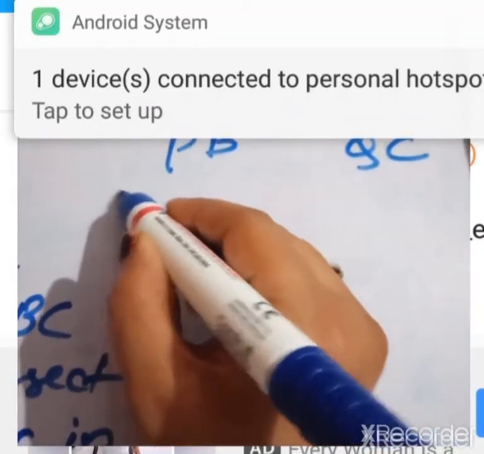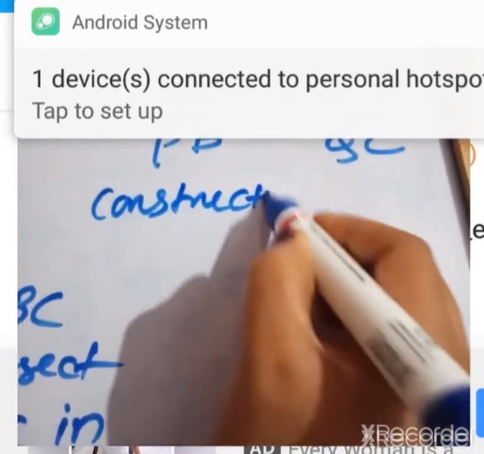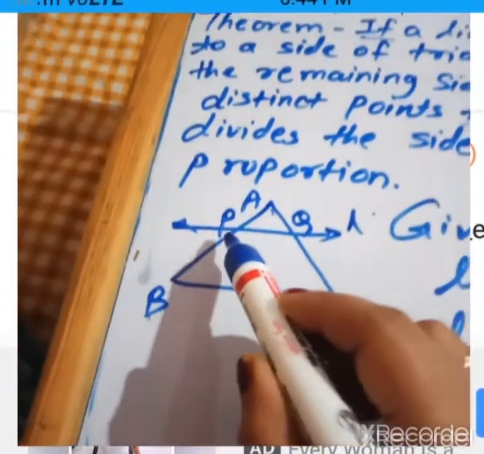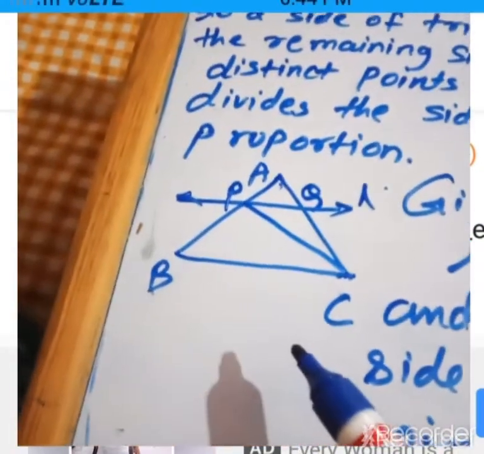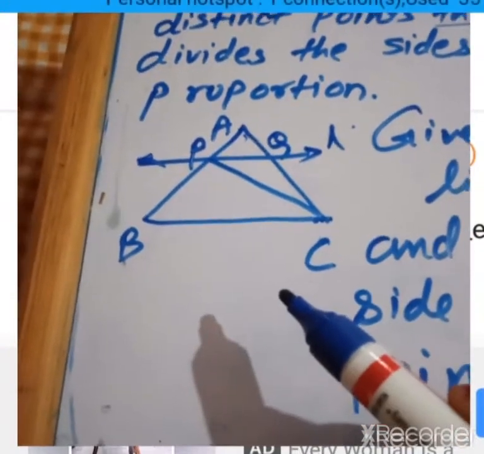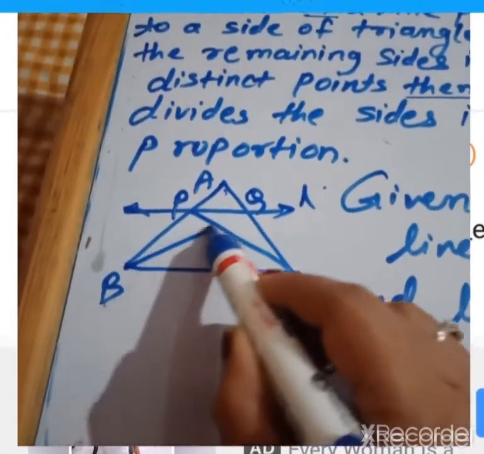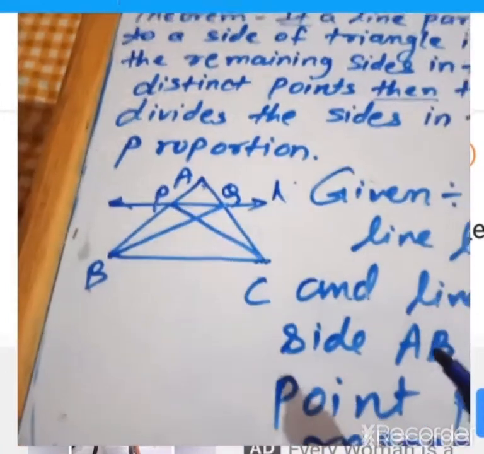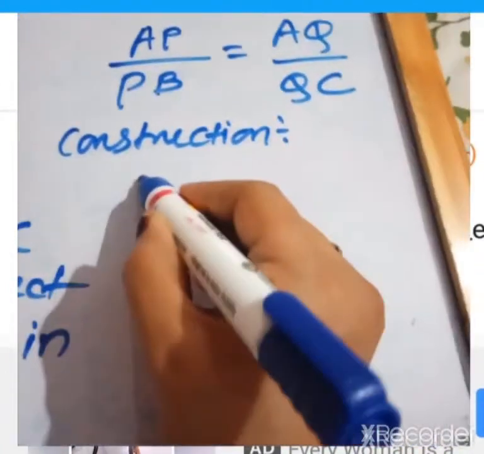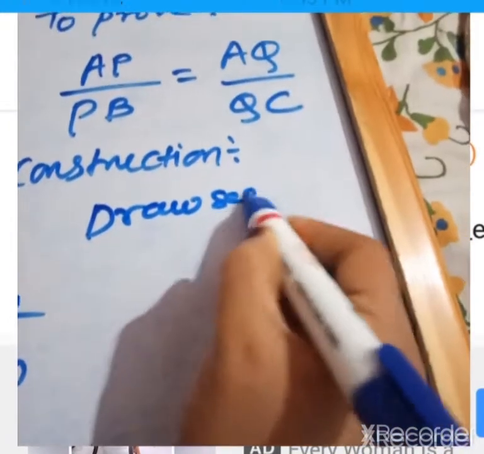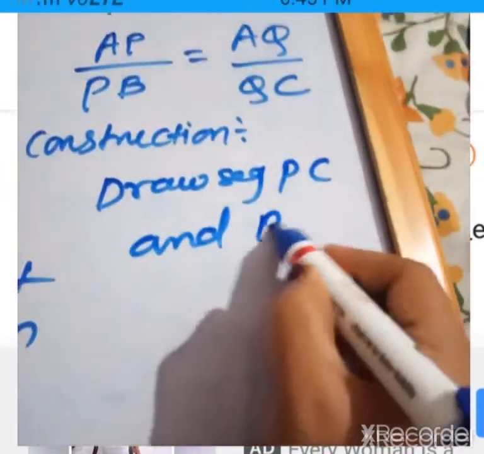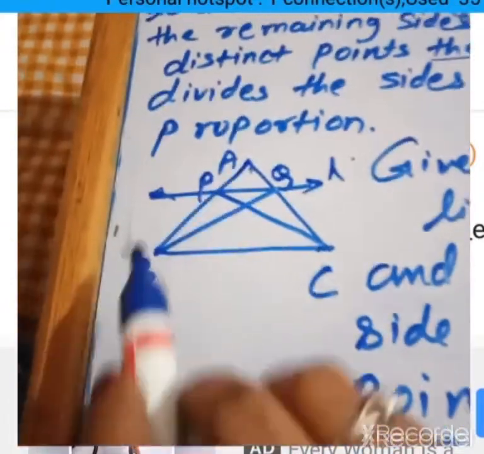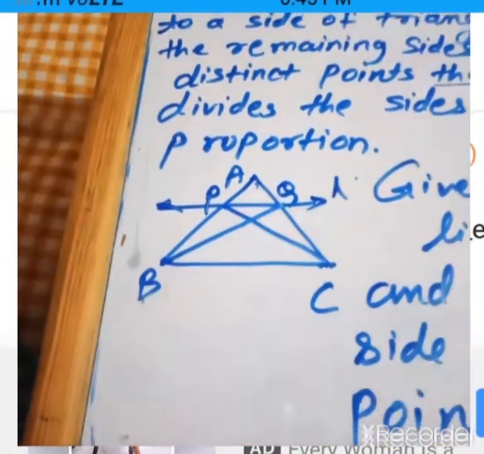Then next write construction. For the construction, join points P and C, that is segment PC, then join segment BQ. The construction is: draw segments PC and BQ. See, draw the segments PC and BQ.